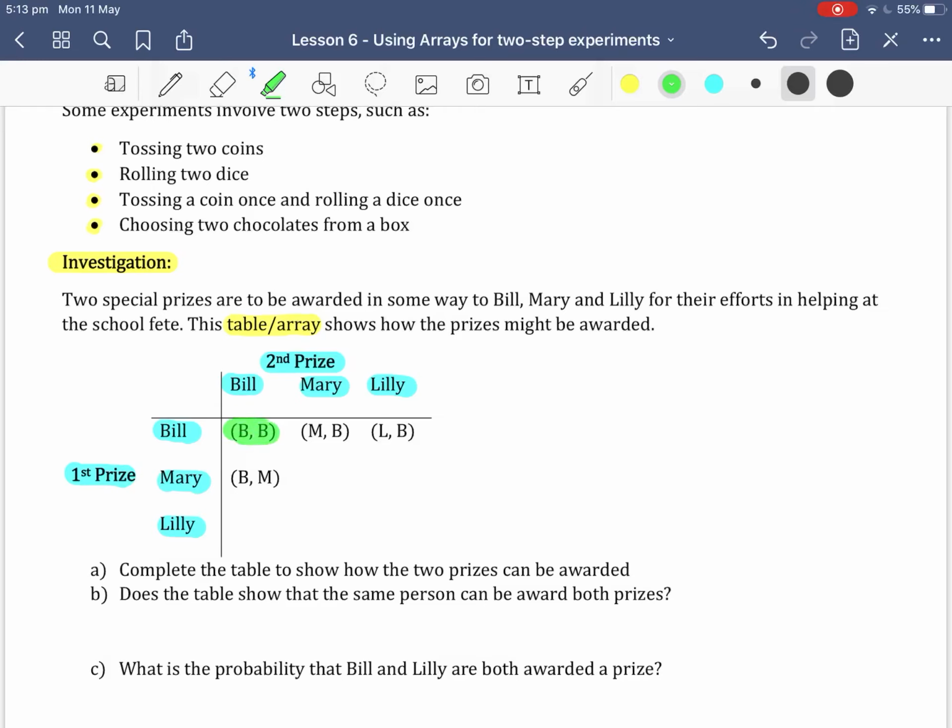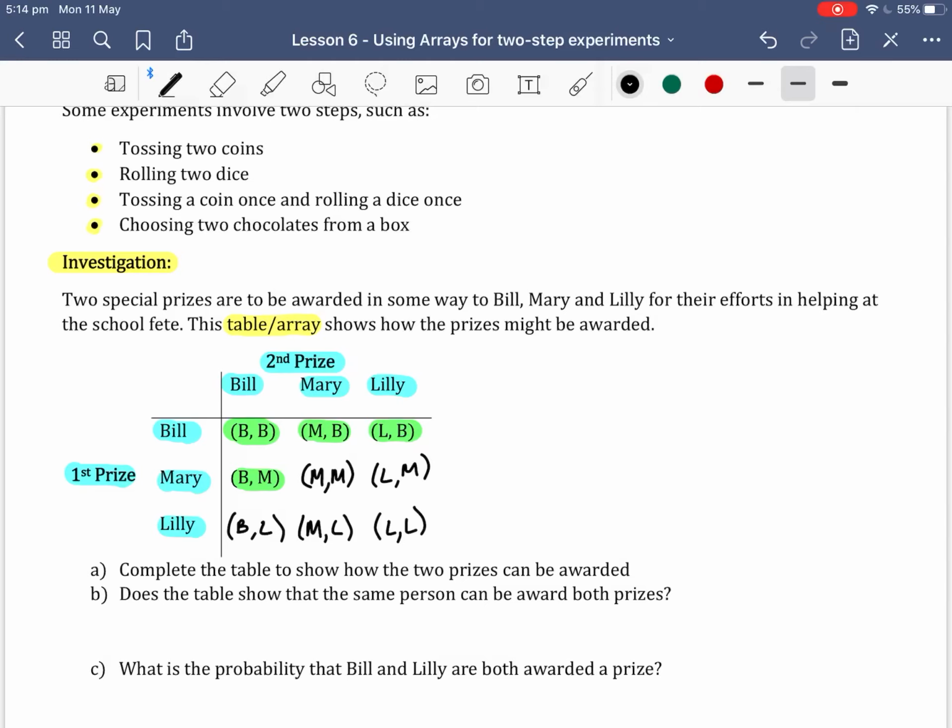So then we have here that Bill and Bill would win the first prize and the second prize. Then we'd have Mary and then Bill. Then we'd have Lily and Bill. Here we have Bill and Mary. So our next one down here is going to be Bill and Lily. Then we have Mary and Mary. And then we have Mary and Lily. We then have over here Lily and Mary, and then we have Lily and Lily.